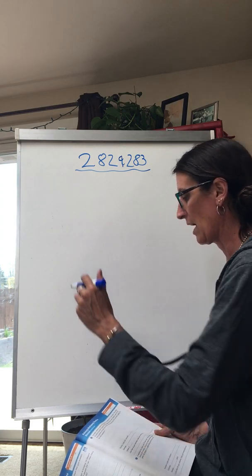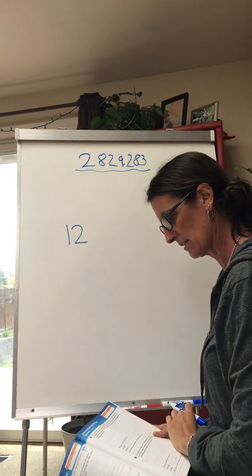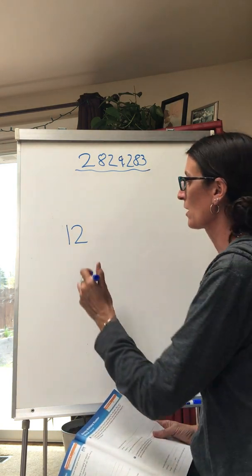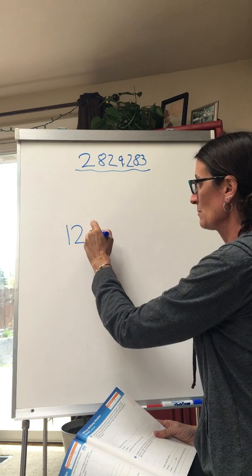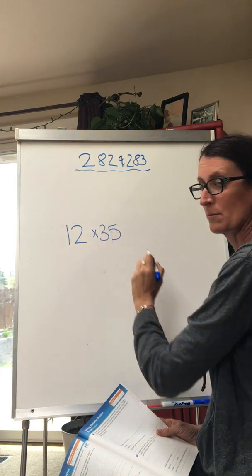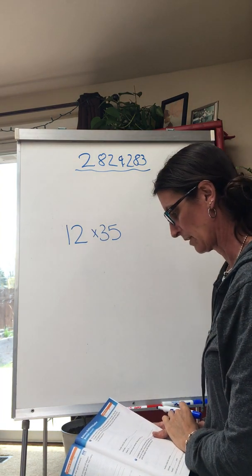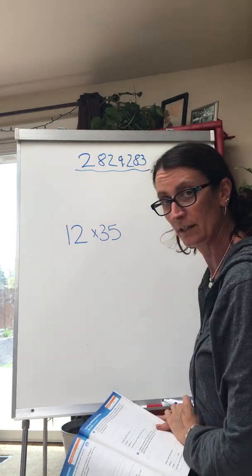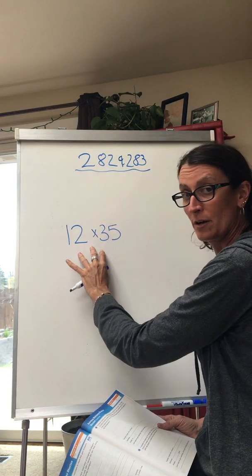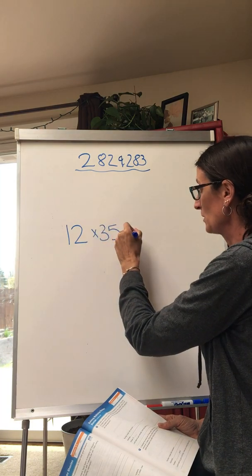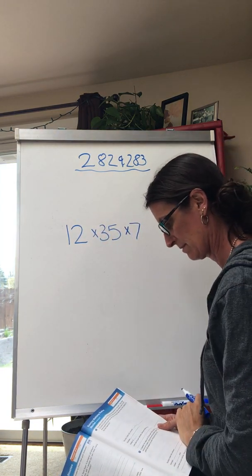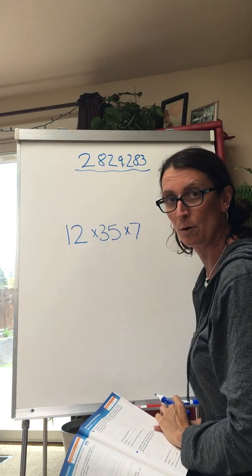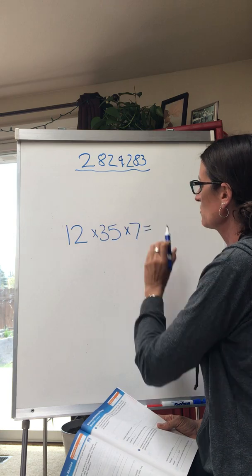Okay, so they have 12 boxes. And if each box has 35 programs, those are the boxes, times 35, that will tell us how many programs there are, right? And if each program sells for $7, then we'll take however many programs we have, and then we can multiply that by 7, and that is how much money we will make selling the programs.